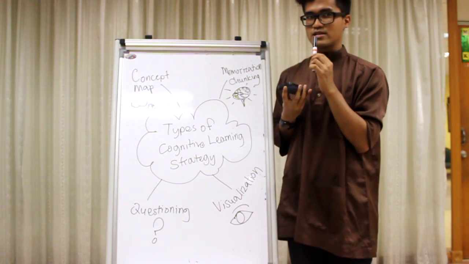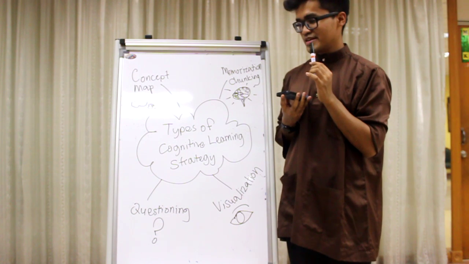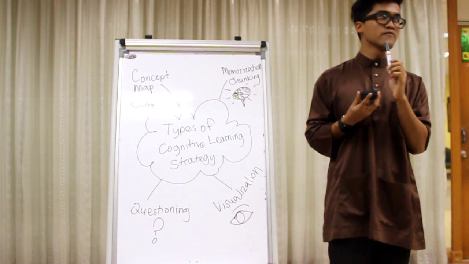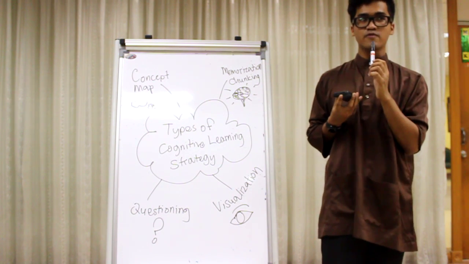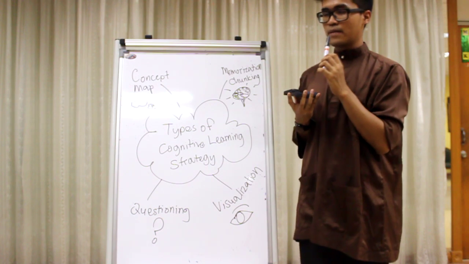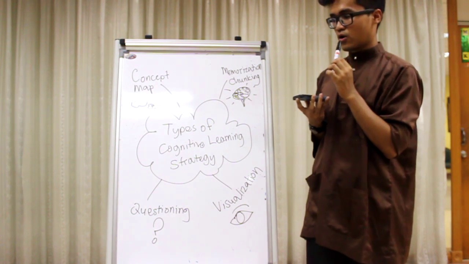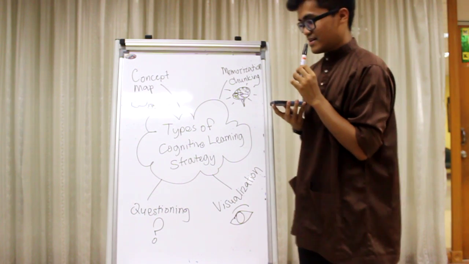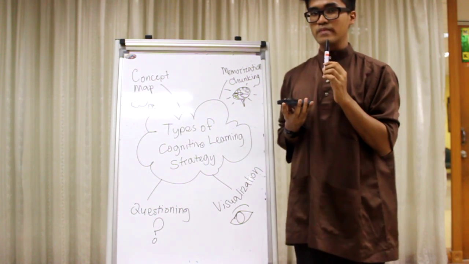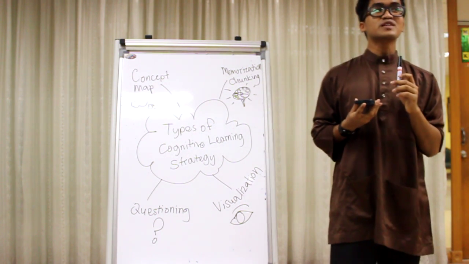The third cognitive learning strategy is questioning. Questioning is an excellent way of understanding information in order to get a better grasp of a particular concept or theories. And the last type of cognitive learning strategy would be visualization.